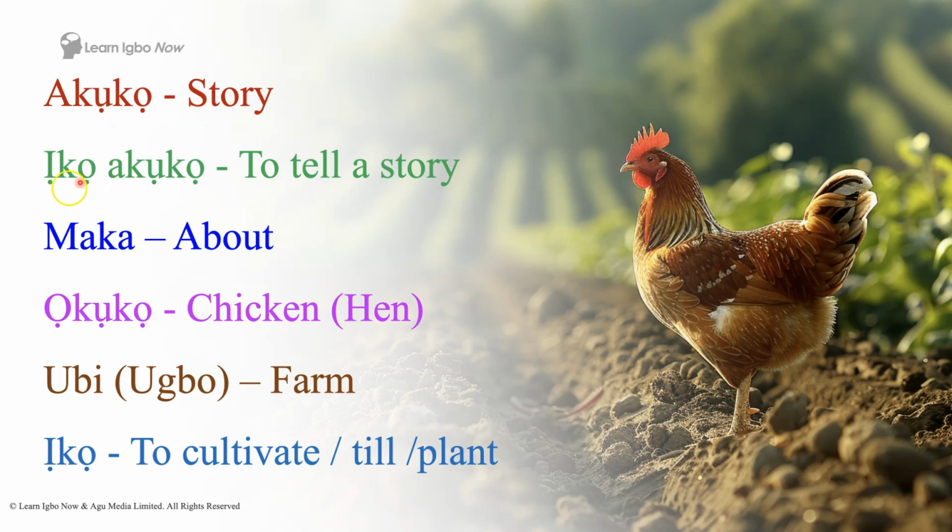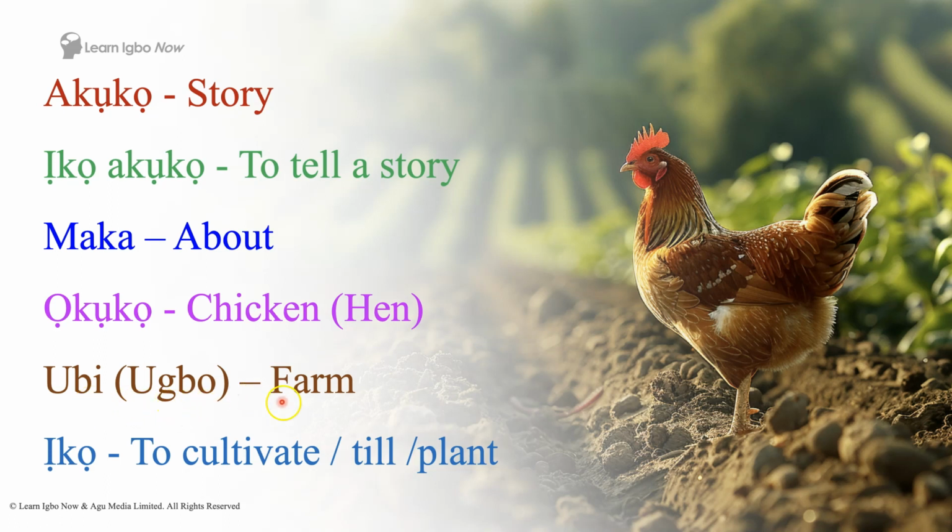Akuko, story. Iko akuko, the verb to tell a story. Maka, about. Okuko, chicken or hen. Ubi, farm. In some dialects you would hear ubo, so it's either ubi or ubo. They mean the same thing.